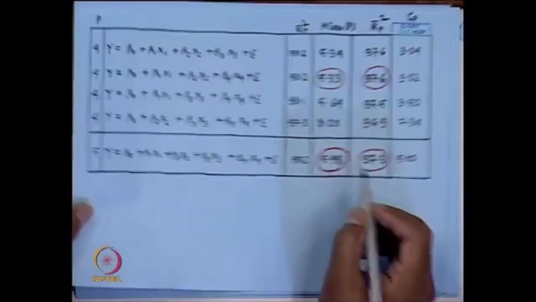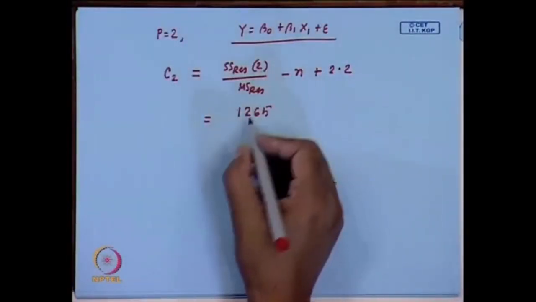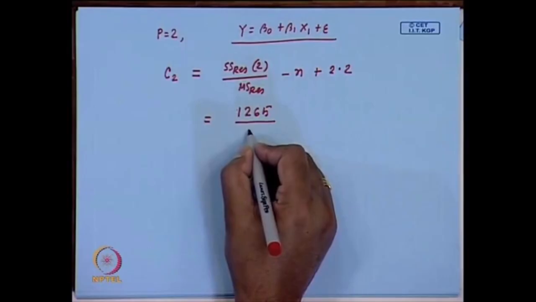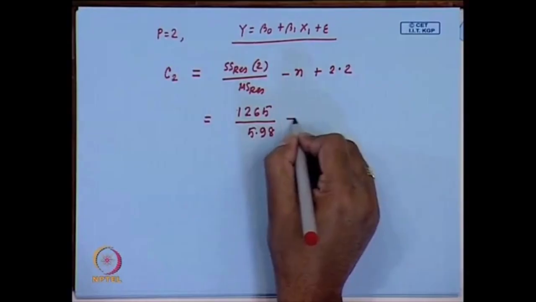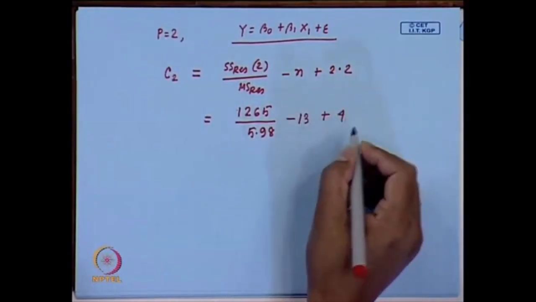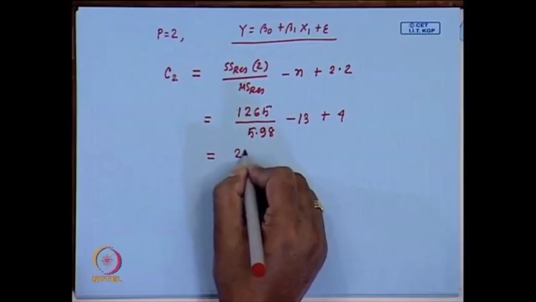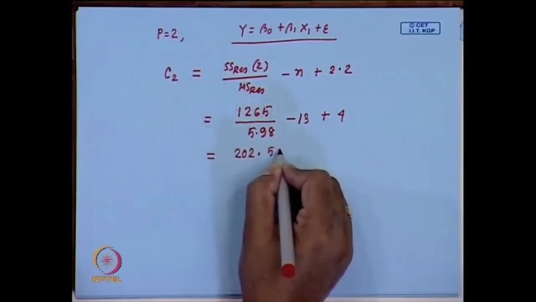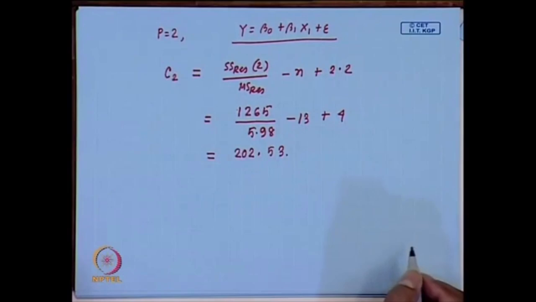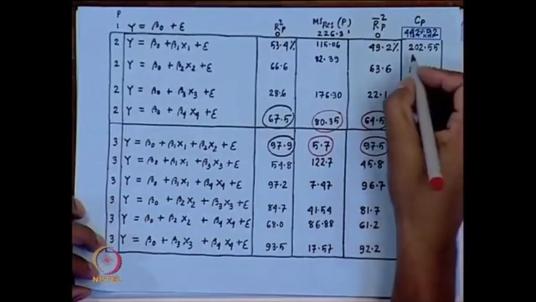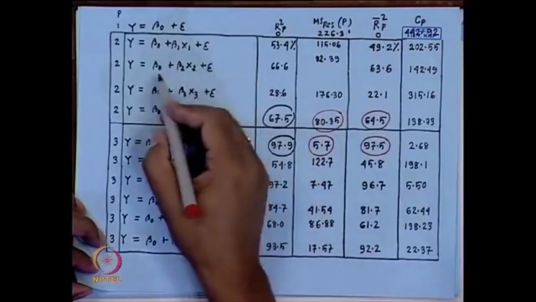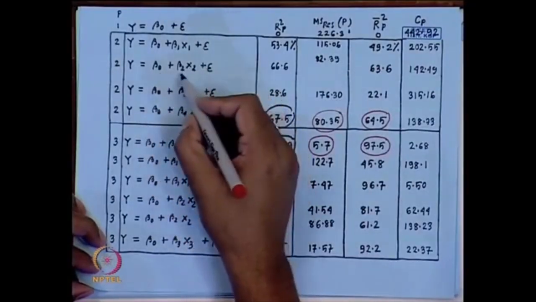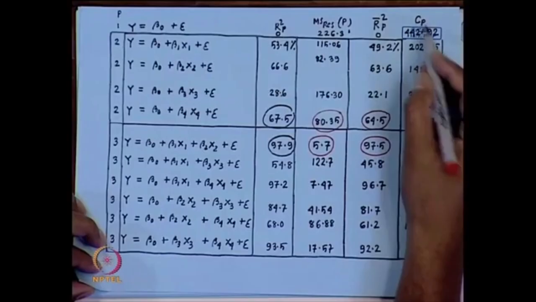So, you take S s residual 2 by 5.98, which is the M s residual for the full model, minus 13 plus 4, which is equal to 202.53, right. So, this is the C p value, 202.5 is the C p value for this model. Similarly, you get the ANOVA table for the second model and compute the C p value.